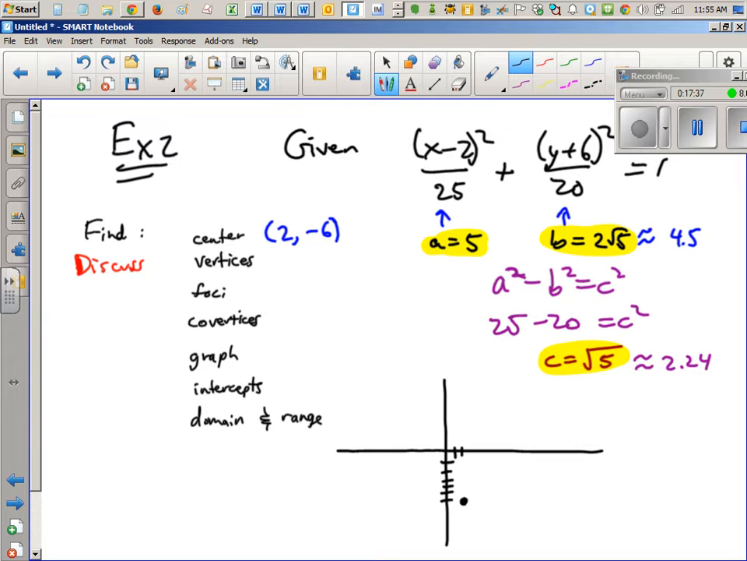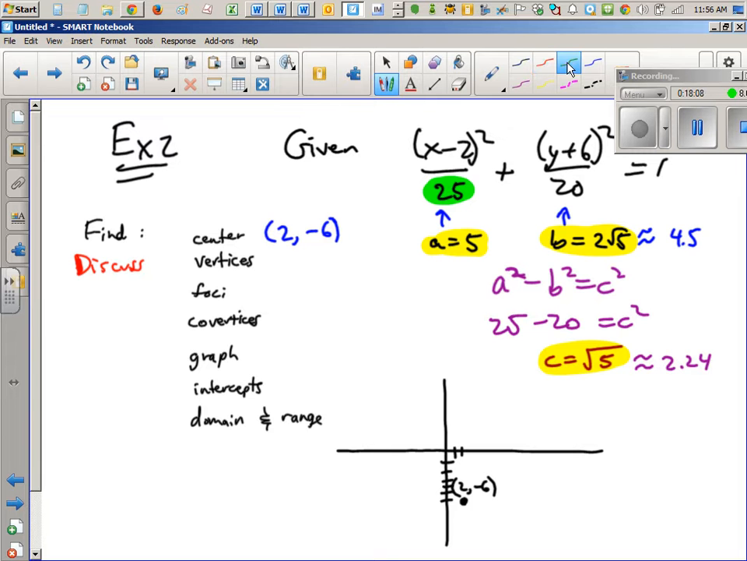We also know that since the denominator is larger on the x's, it's going to be which way, like in terms of orientation? Should be horizontal, right? Okay, so we know that it's going to be horizontal. That's a big clue. So we're going to be counting to the sides, right? So starting at 2, -6, we'll count to the right 5 and to the left 5. Okay, so let's go 5 spaces to the right and 5 spaces to the left.